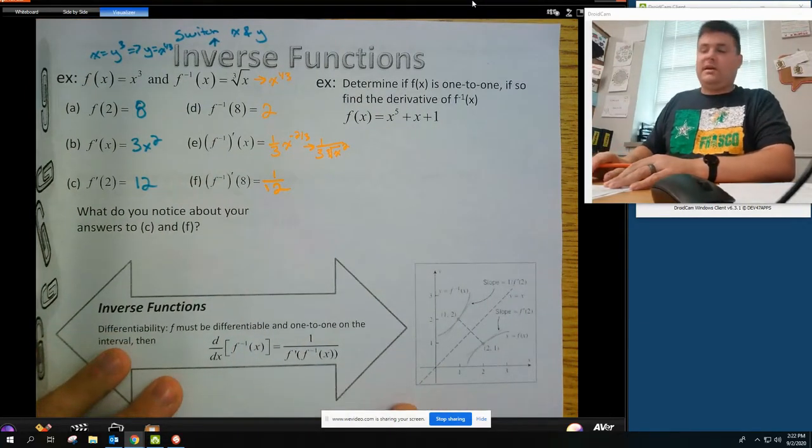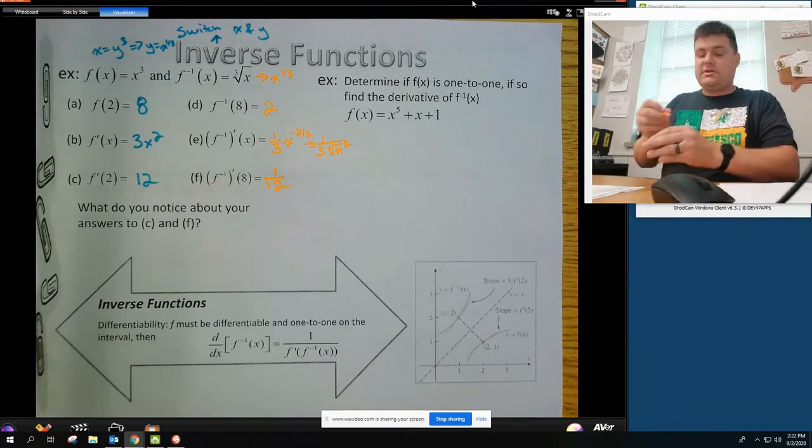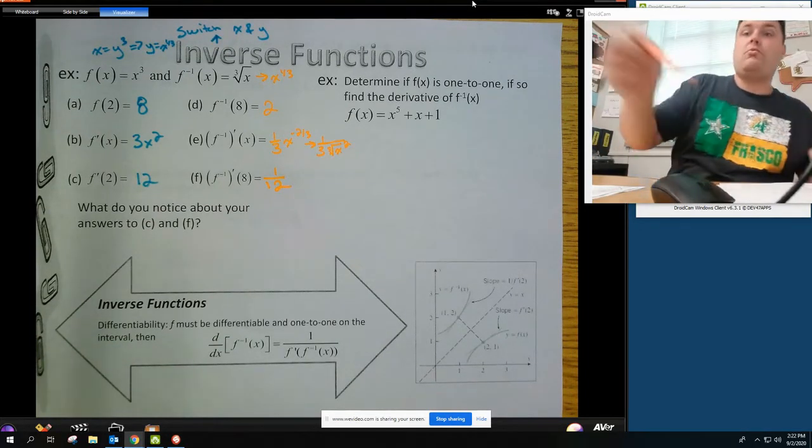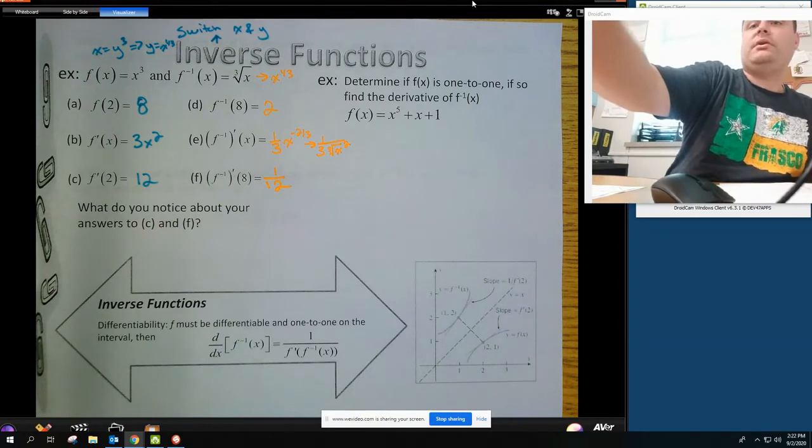Okay? Looking at the screen, I'm thinking orange is not a good color. No more orange. We are retiring you.